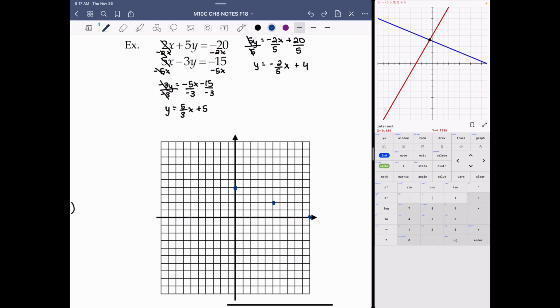To go up from our y-intercept, we go up 2 and left 5. And then up 2 and left 5 again. Attach the points of the line.